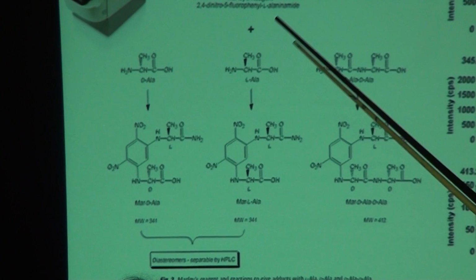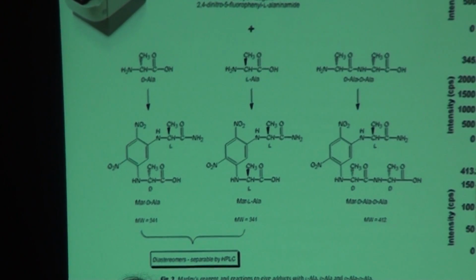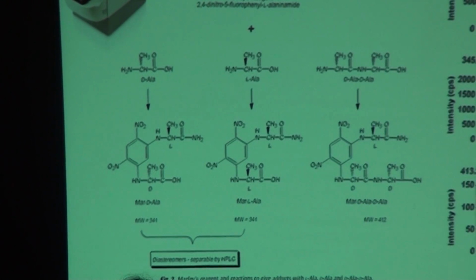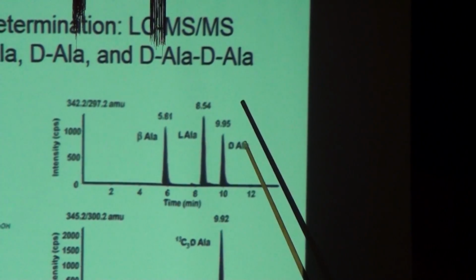So enantiomers always act physically identical, except in an achiral environment, all right? But diastereomers can be resolved on just typical HPLC media. So if you shoot these on an HPLC, they will separate into 2 peaks, one for L and one for D. And then what we did is we made a mass spec method out of this.